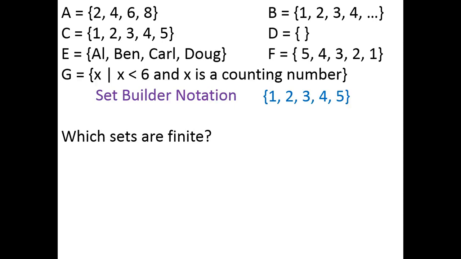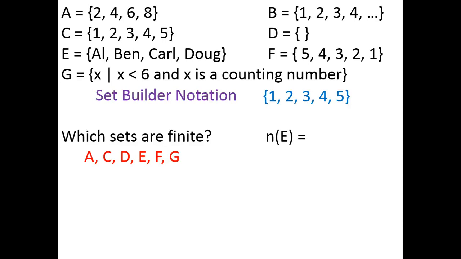So let's start with this question. Which sets are finite? Well, a finite set has a countable number of elements. And in this case, the sets that are finite are sets A, C, D, E, F, and G. We can count the number of elements in all of those sets.